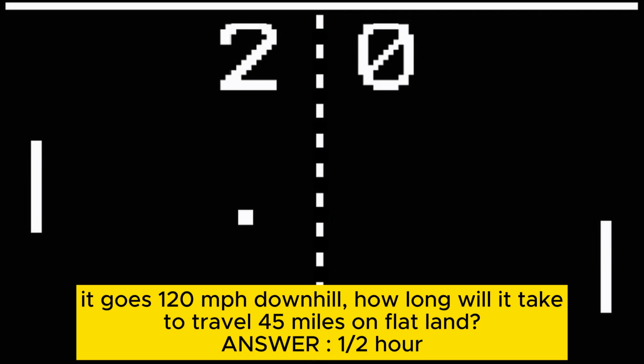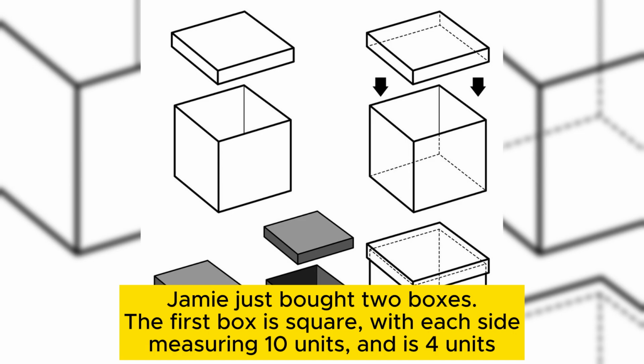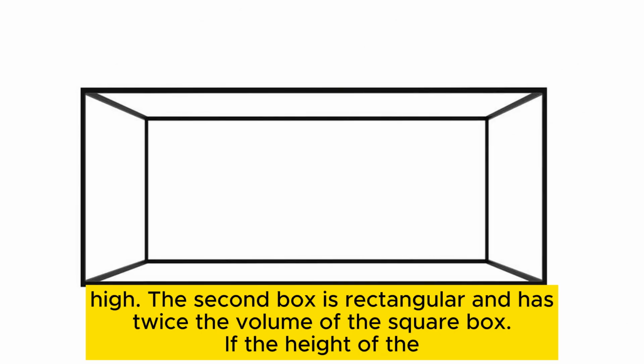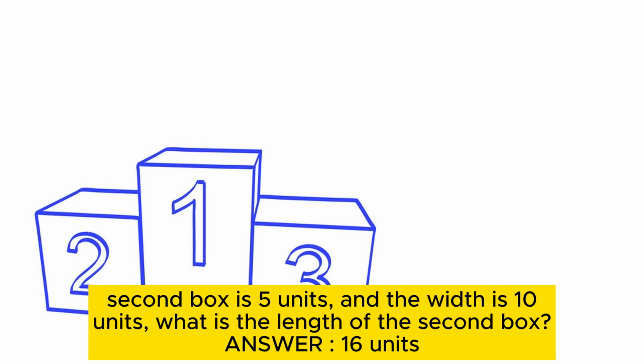Answer: 1/2 hour. Jamie just bought 2 boxes. The first box is square, with each side measuring 10 units, and is 4 units high. The second box is rectangular and has twice the volume of the square box. If the height of the second box is 5 units, and the width is 10 units, what is the length of the second box? Answer: 16 units.